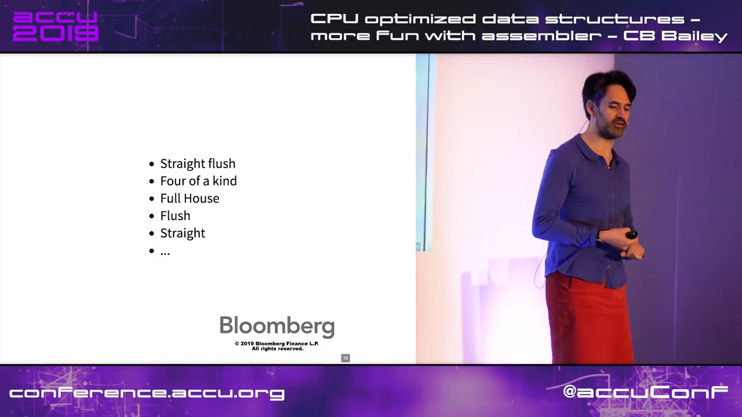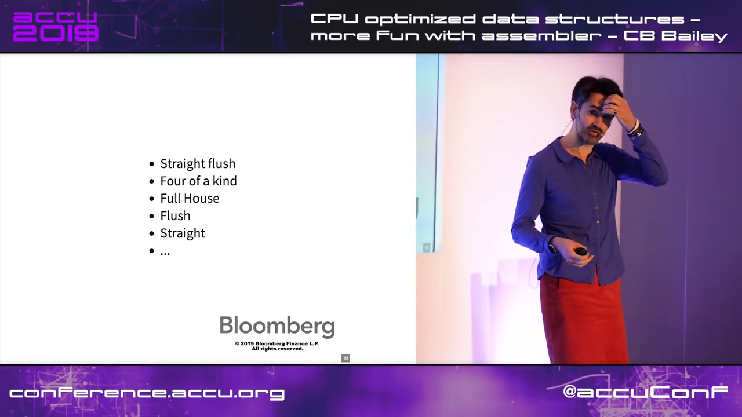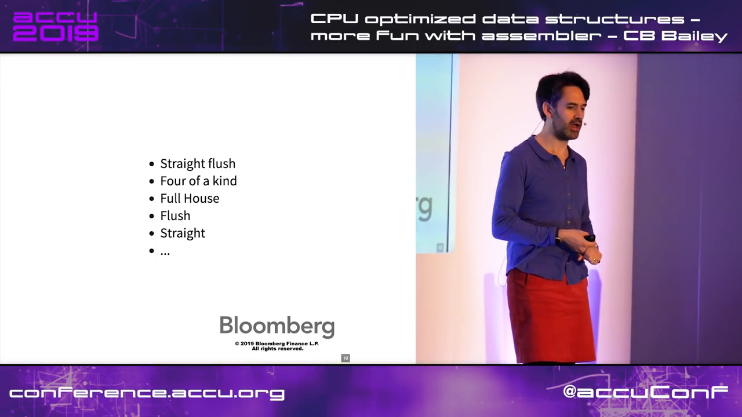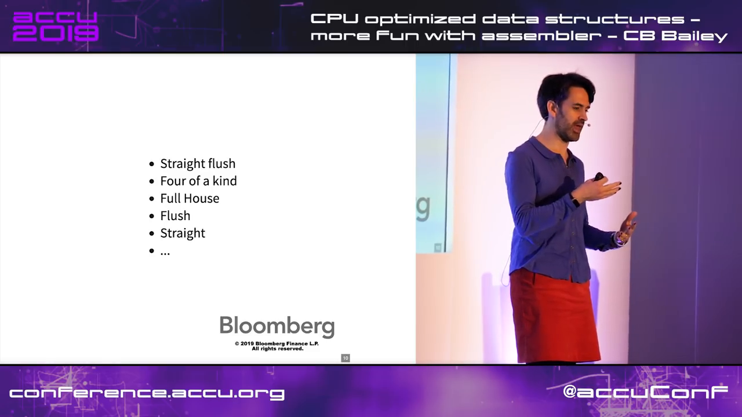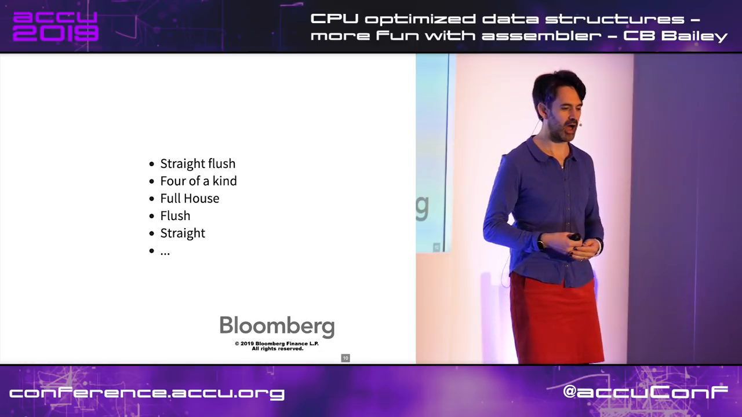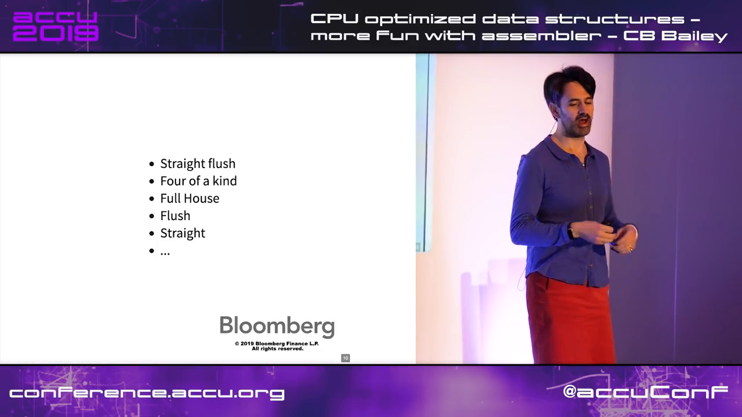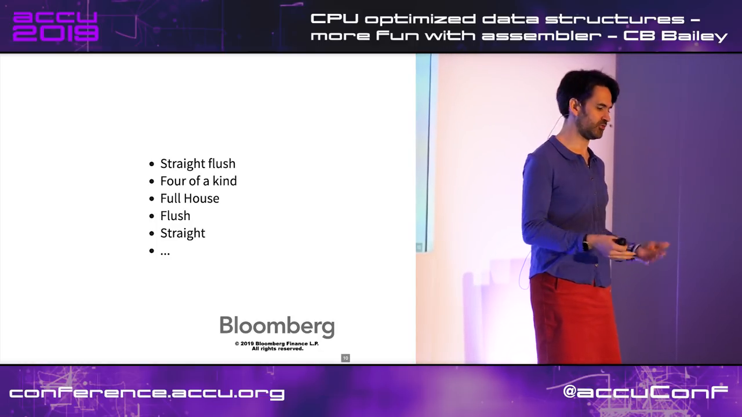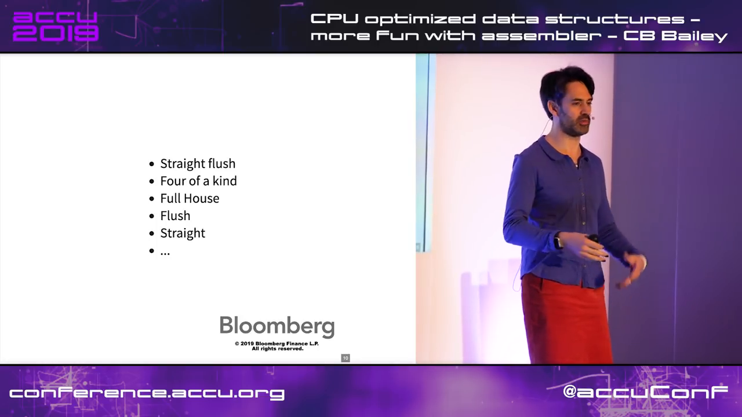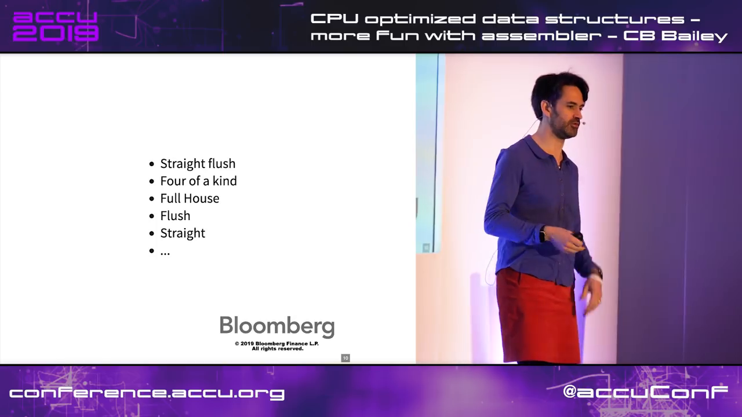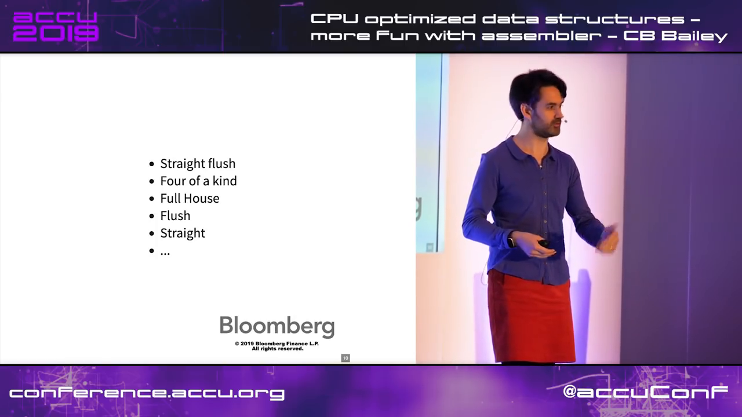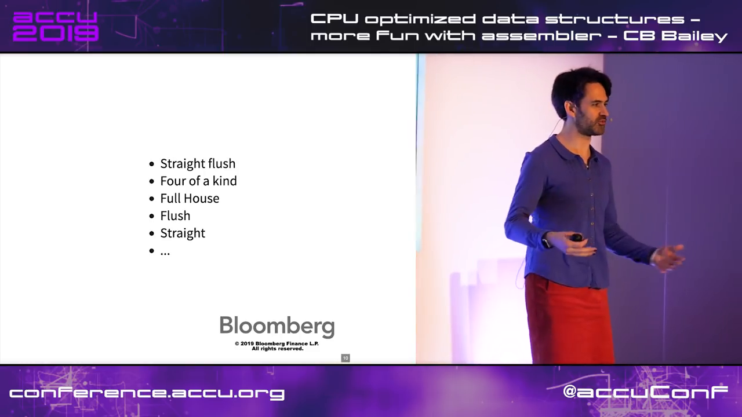So the most valuable hand is a straight flush. Now, I actually described a flush earlier in this talk. A flush is a hand where every card has the same suit. A straight is a hand in which each card sequentially follows the next, but doesn't necessarily have to be of the same suit. So 6, 7, 8, 9, 10. That's five cards. So that would be a straight.